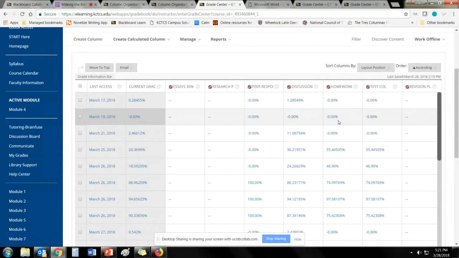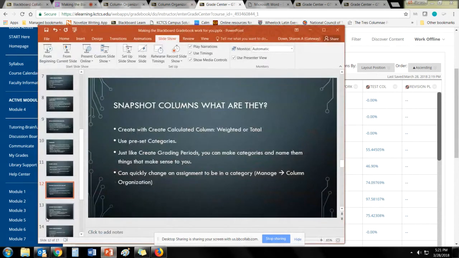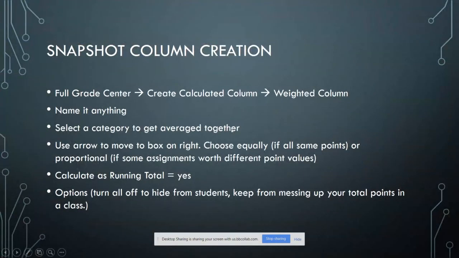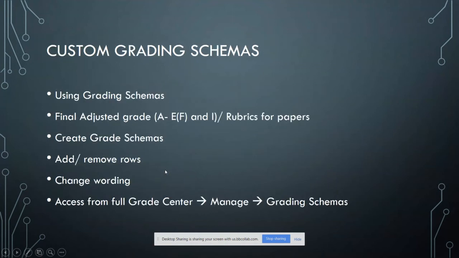So the next thing that I want to show you here, let me go back to my PowerPoint. I've already shown you the snapshot column creation. That's what we just did here. And so what I want to show you next is custom grading schemas. I use this to show the final adjusted grade in a course. I'll show you how that works. But I also have started doing it for papers.